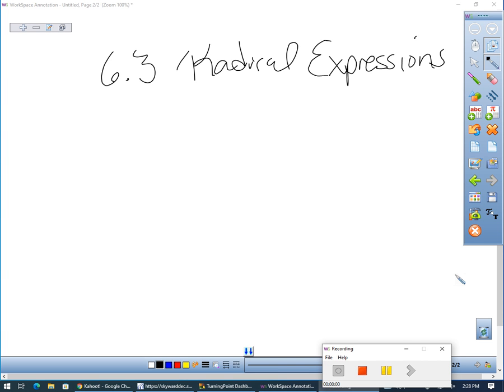Radical expressions. Today when we talk about these radical expressions, they may have a square root, a cube root, a fourth root, a fifth root. And when I say an expression, that means that there's more than one term, right? So today we're going to talk about adding and subtracting, multiplying and dividing, at least binomials. All right? So let's talk about adding and subtracting first.